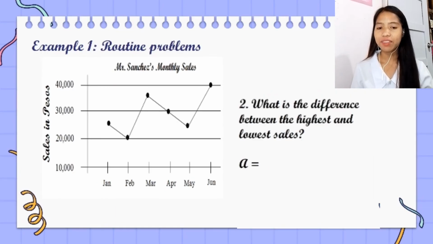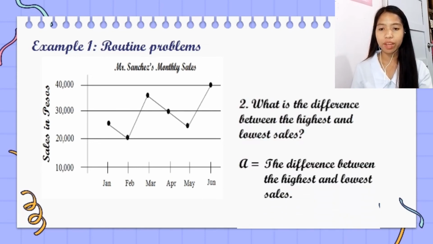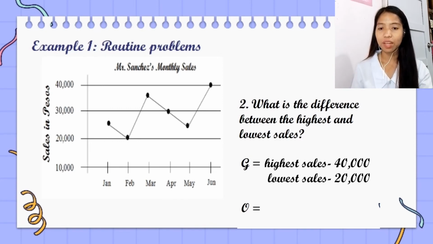Here is another example about routine problems. Number 2, what is the difference between the highest and lowest sales? So what is asked? The difference between the highest and lowest sales. What is given? Highest sales is 40,000. Lowest sales is 20,000. What operation will be used? The operation to be used is subtraction.